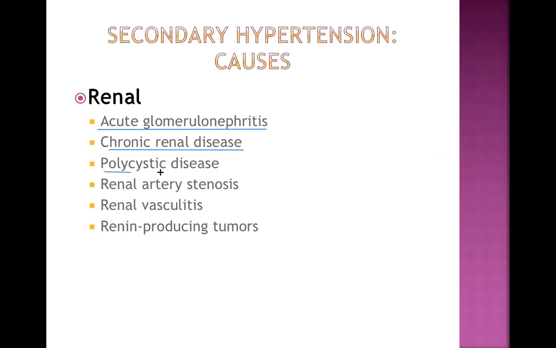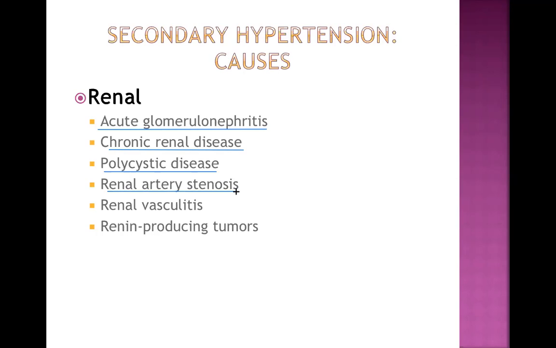Polycystic disease of the kidney. In adults, there is one common disorder which is called adult polycystic kidney disease, autosomal dominant variety, that can easily cause hypertension. Hypertension is one of the commonest manifestations of that. Renal artery stenosis.